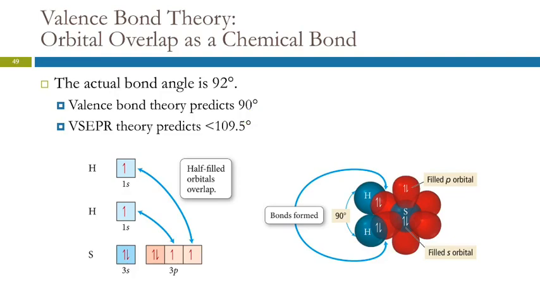VSEPR theory predicts that the angle is something less than 109.5 degrees because this sulfur has 2 lone pairs on the central atom. So there's a total of 4 groups. 4 groups would make a tetrahedron, and we would expect the angle to be less than the ideal 109.5 degrees because the lone pairs are more repulsive. The actual bond angle can be measured, and it's 92 degrees. So things look pretty okay here. Any questions? So here we're just looking at atomic orbitals overlapping.